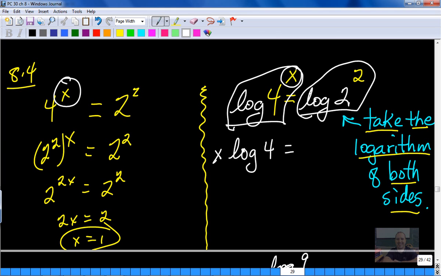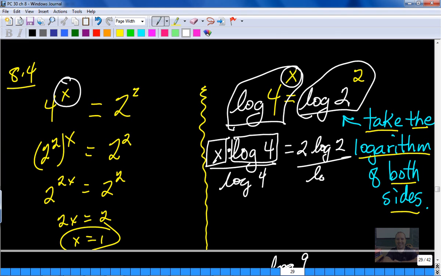And so this 2 can come down. You can just write this as 4 as well, but let's just be consistent. Let's just show that this is happening. Now, log of 4 is a term all by itself, and x is a separate term, and they're multiplied. So I can divide both sides by the logarithm of 4. See that? And that cancels out, and I'm left with x equals over here.